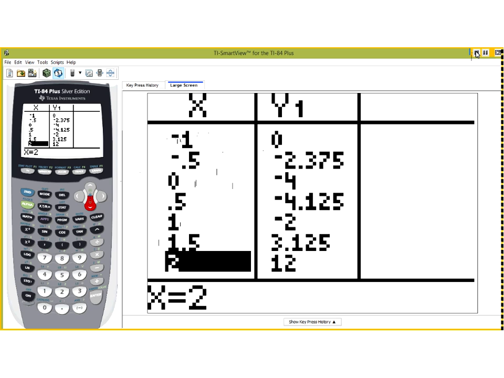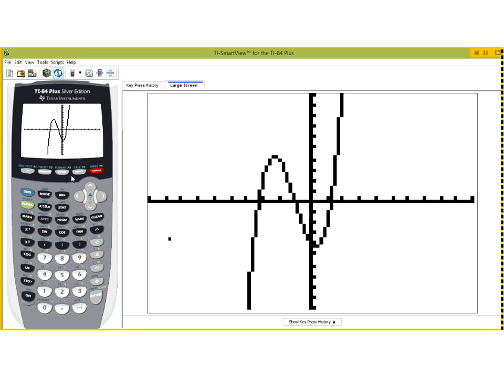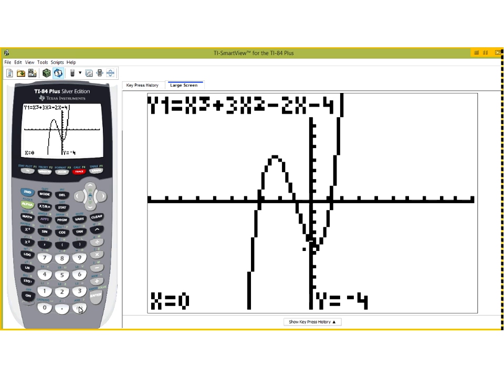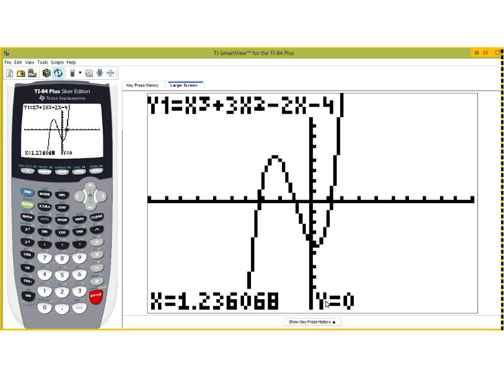I can check this by going back to my calculator. I'm going to go to the graph. I'm going to trace. Where's trace? There we go. And I'm going to type in minus 1 plus the square root of 5, and I get 0. So that is, in fact, a 0. So that one was correct.